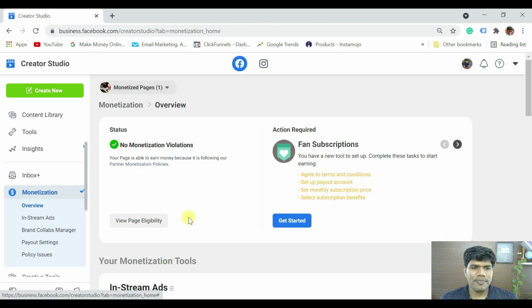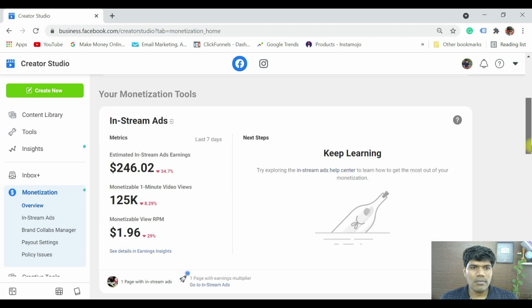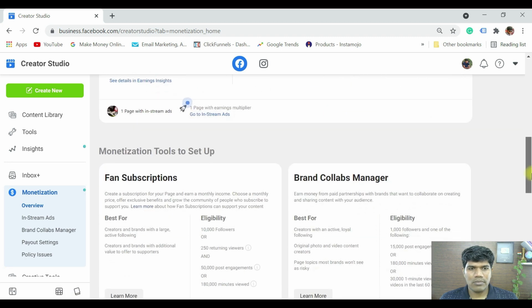Next is the monetization section. Here it is going to indicate what monetization has been enabled on your page, right? First it indicates whether there are any violations. There are no violations on this page. Fan subscription, this is something that can be enabled right now. In-stream ads, which has been enabled, right?